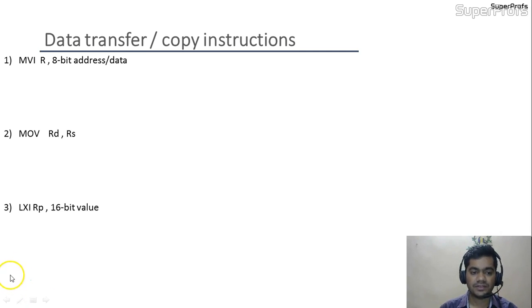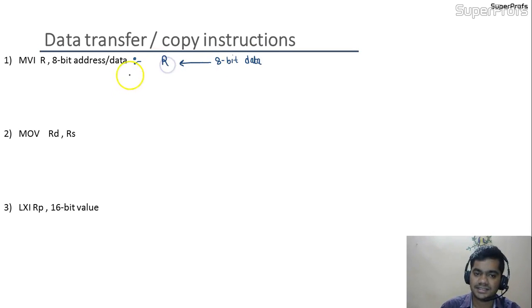The first type of instructions that we are going to discuss would be the data transfer and copy instructions. The first instruction is MVI R, 8-bit data or address. What function is going to be performed with this? The 8-bit data would be transferred to the register. With an example, we are going to see MVI B, 06H. It would transfer 06 to B.